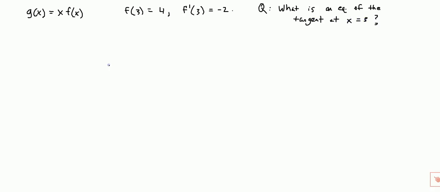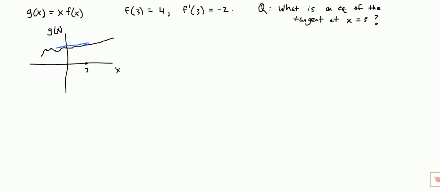Okay, so g of x equals x times f of x. We don't know what f of x is in general, so we don't know what g of x is in general. So we can't really draw a good picture of it, but the idea is that we know some values of f at x equals 3. So say g of x looks like that, right? We don't really know what it looks like, but we know what f of 3 is, so we'll be able to find out what g of 3 is.